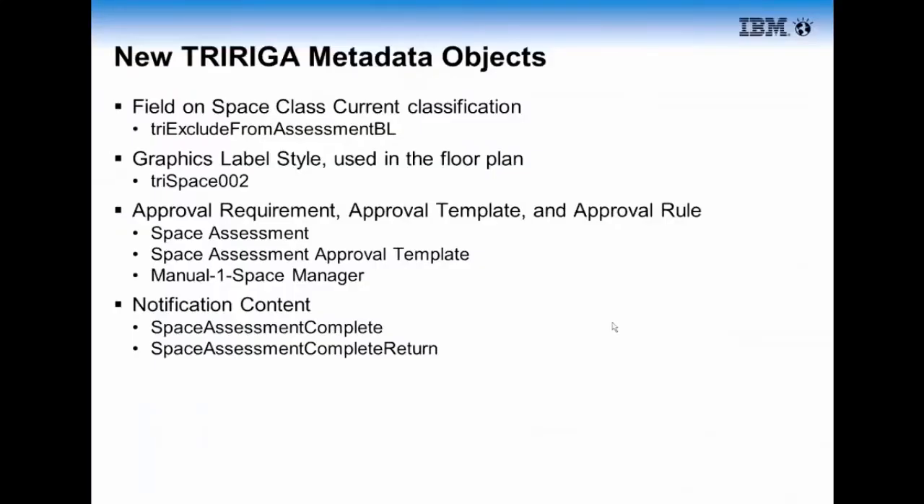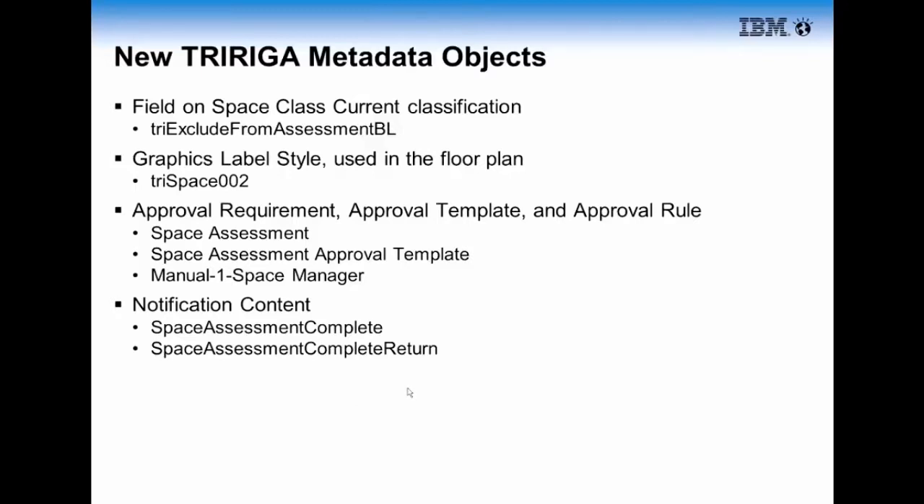The next objects that we added, just the records, are the approval requirements. We have one approval template and one approval rule. Also, two notification contents are added for our applications. Armelin will go over the approval, the routing processes, and also the notification.